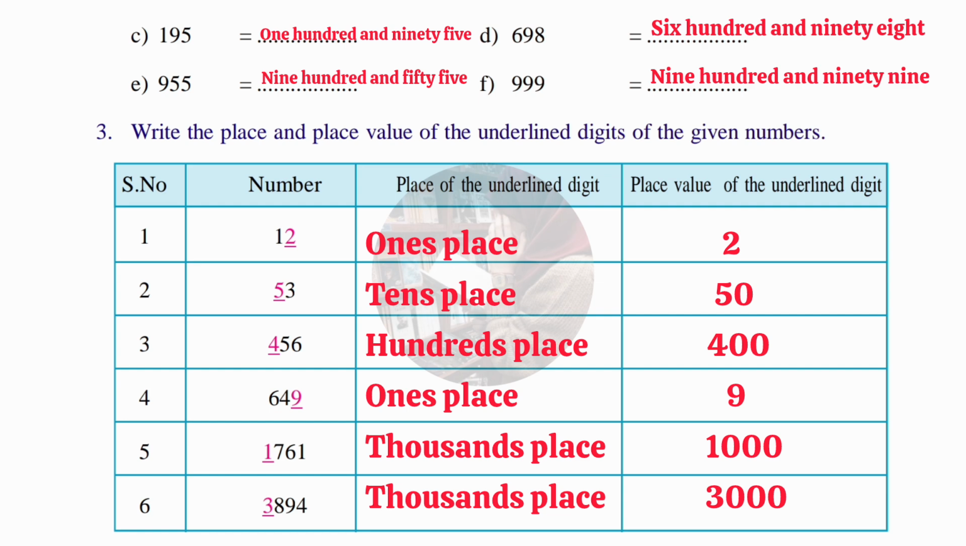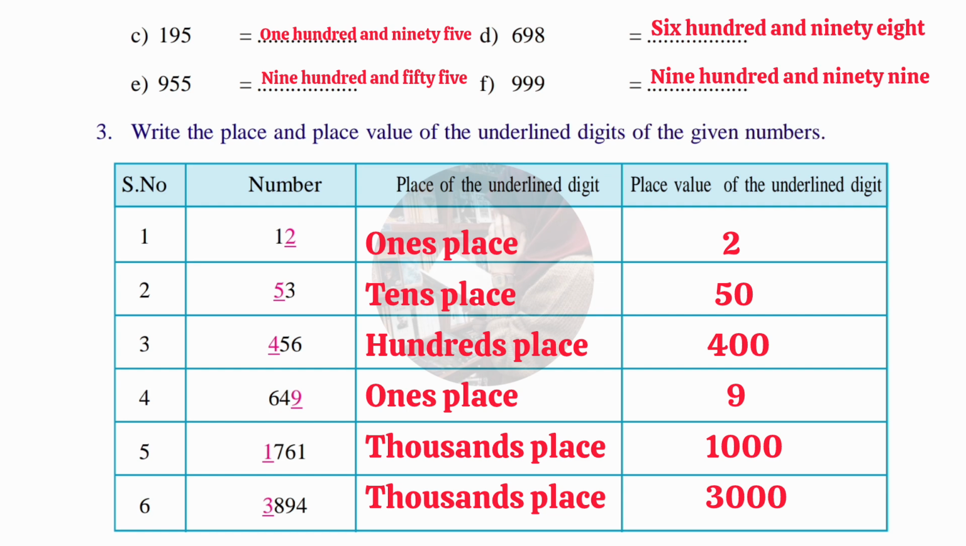Fifth one, 1761. So first one is underlined. So first one is in which place? Thousands place. So place value of 1 is 1000. Understood guys? Let's see the last number, which is 3894. Here the underlined digit is 3. Write down 3 is in which place? 3 is in thousands place. So place value of 3 is 3000. Okay, have you all understood?